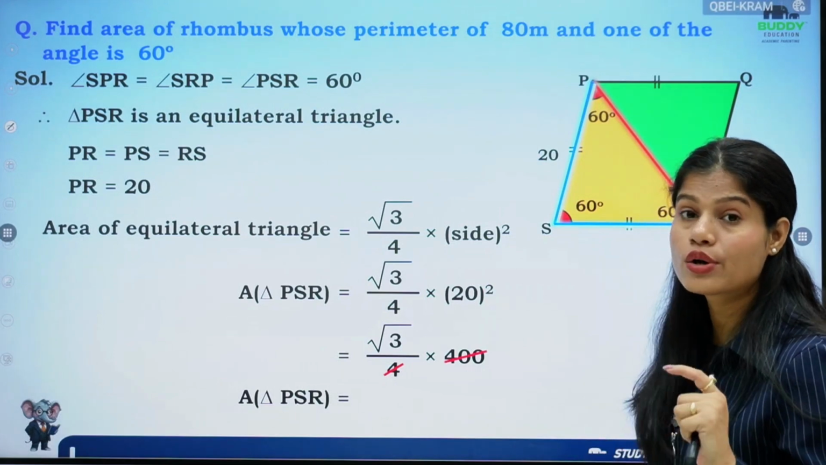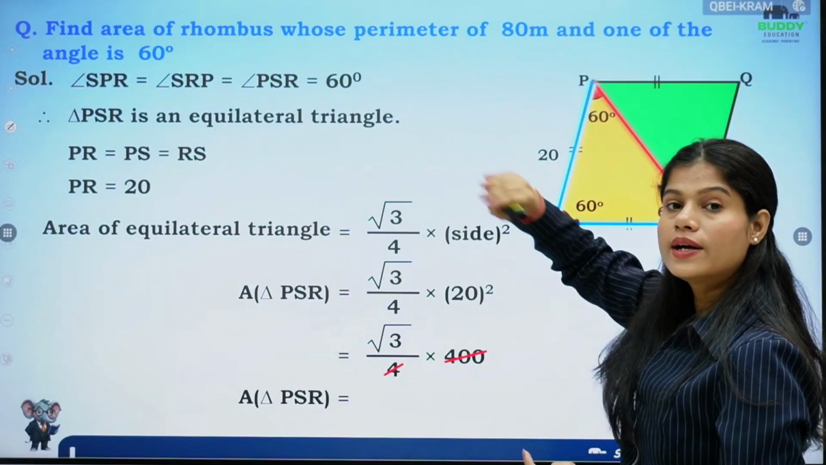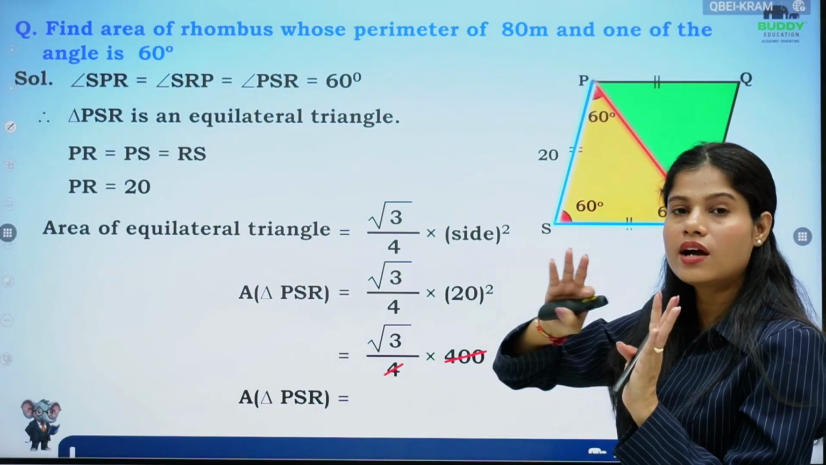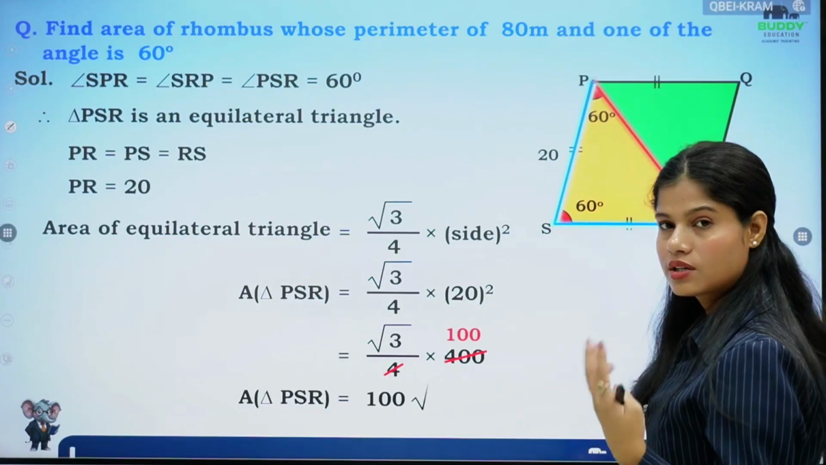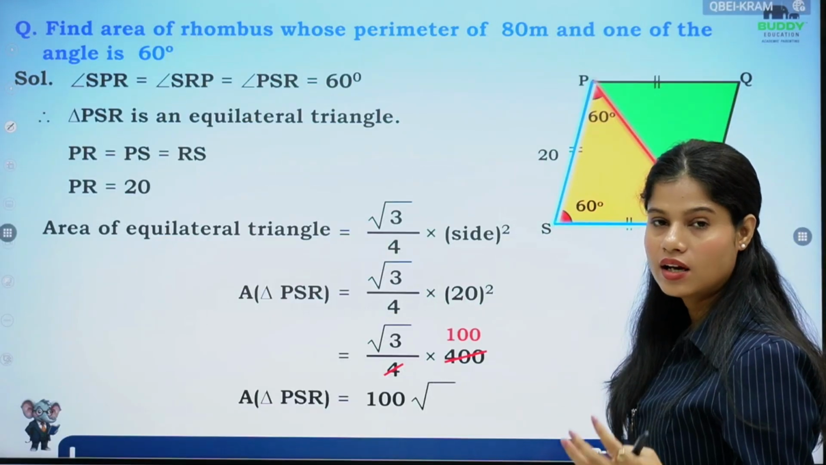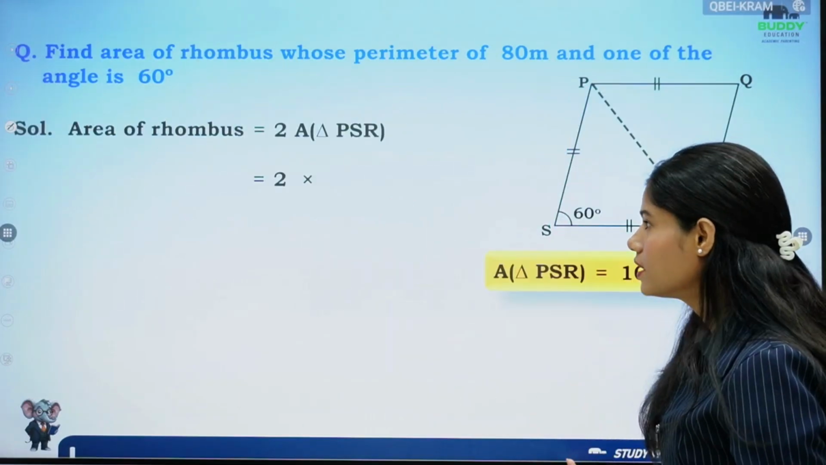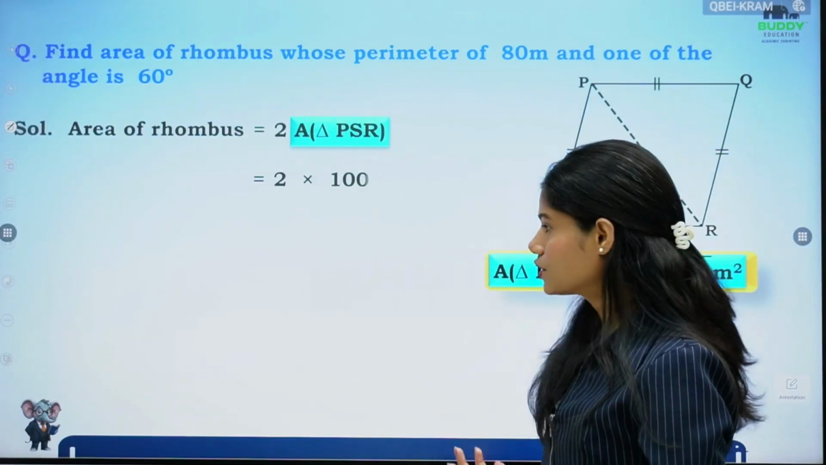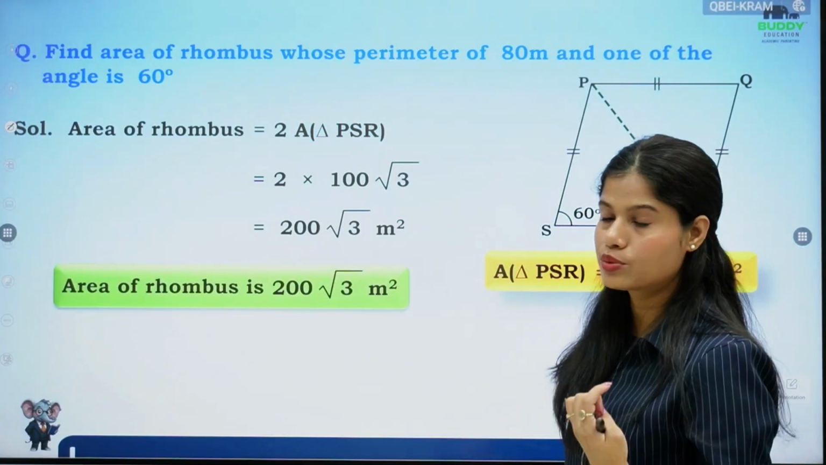and that's how you'll get the area as 100 into root 3. But this is not the final answer, because we told you that in a rhombus, if we draw one diagonal, it divides the whole area into two triangles of equal area. So for the final area, you are going to multiply it by 2, and that's how you'll get the total area as 200 square root of 3.